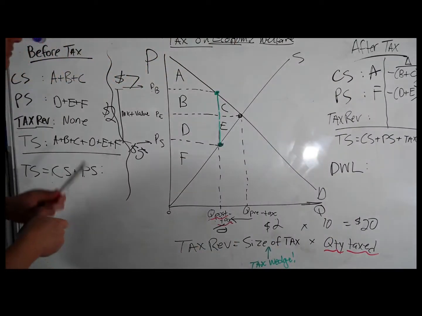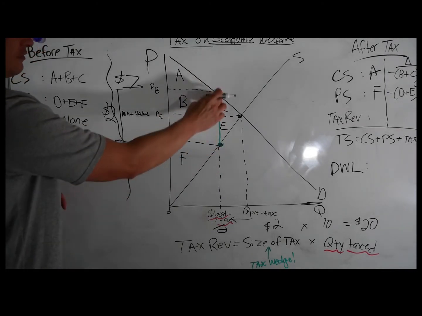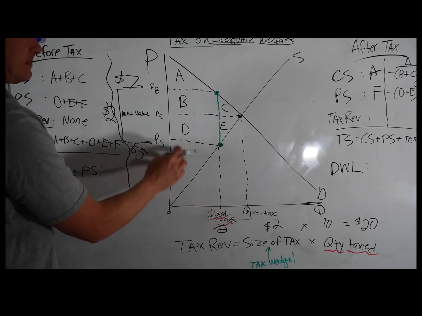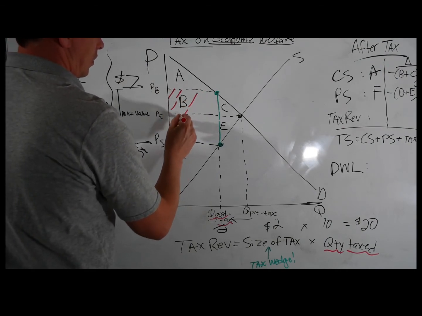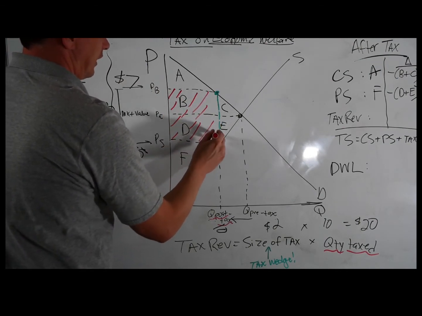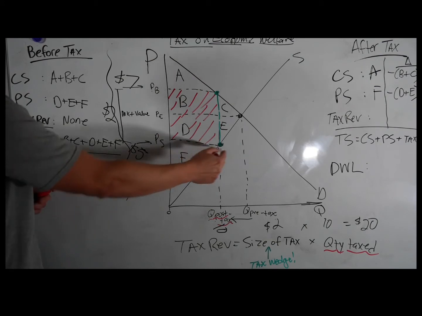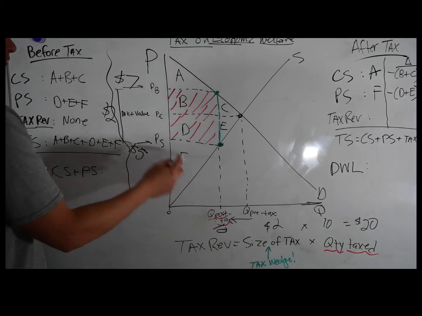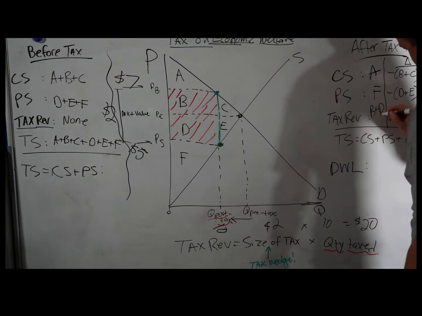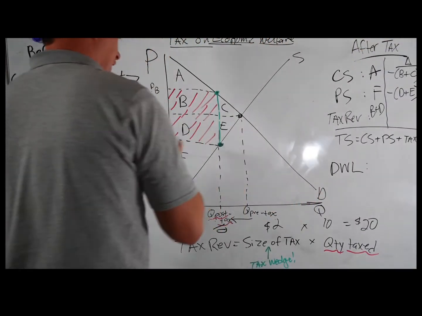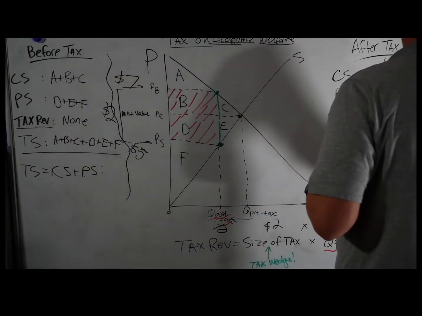Well, graphically, this tax revenue is the height of this box, and the width of it is the quantity. The size of the tax, the quantity of the tax, post-tax, right? So this box right here, that's tax revenue. It's the size of the tax, $2 in this instance. It's the quantity that is taxed, 10 units, $20. Tax revenue here then is B plus D. This area plus that area is tax revenue. Now, what has changed there? Well, you got plus B plus D.